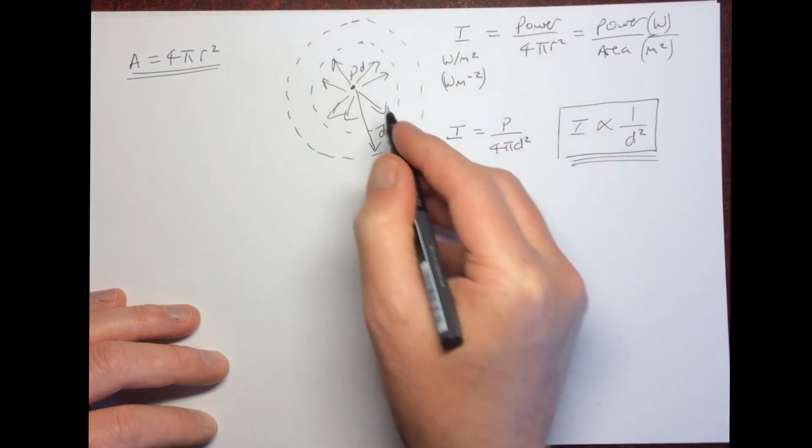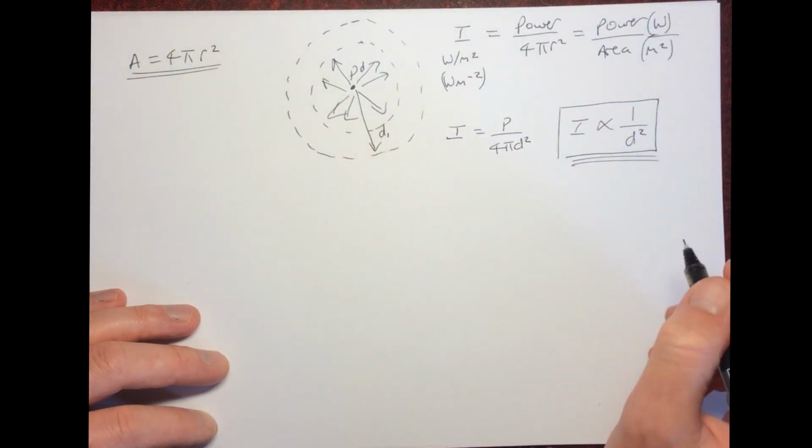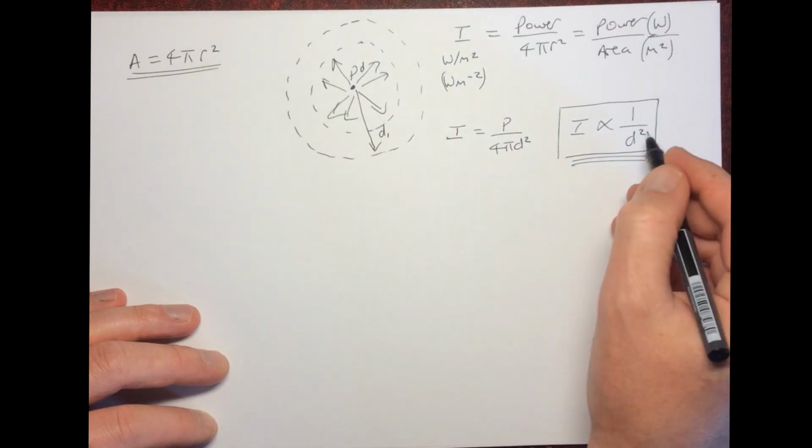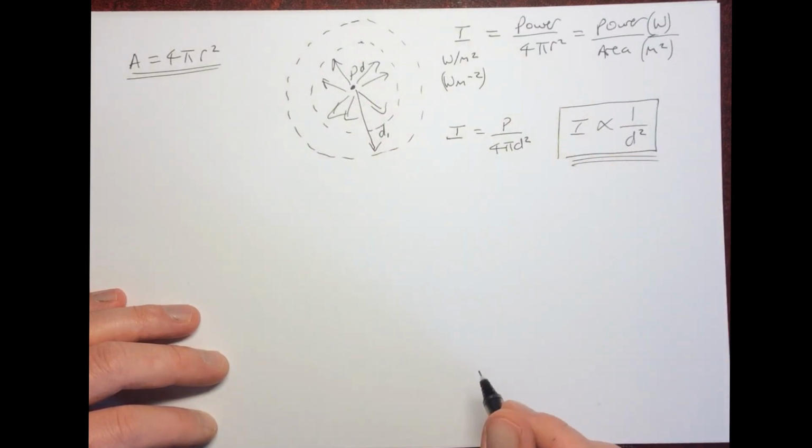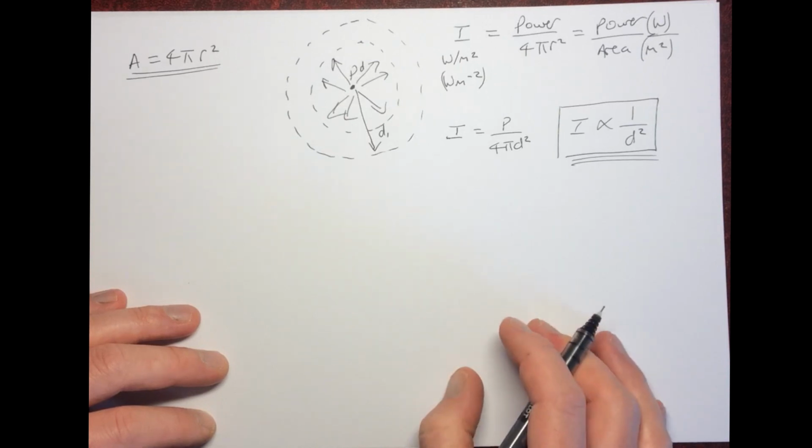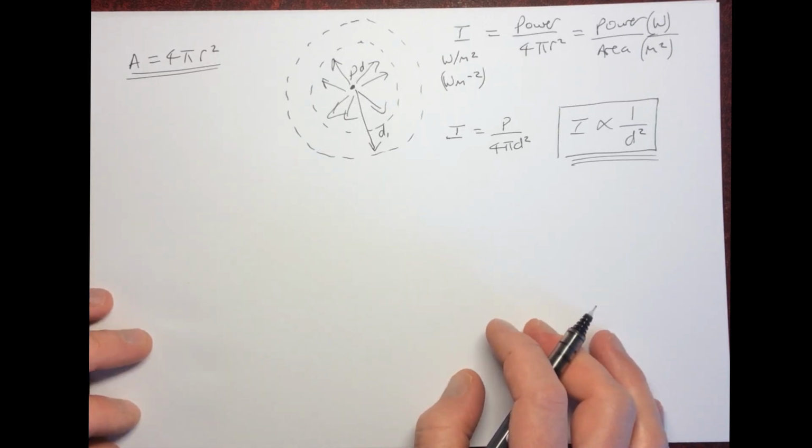As the distance from the source doubles, the intensity will reduce by a factor of 4, because it's an inverse square law. So as the distance from the source doubles, the intensity will reduce by a factor of 4. That's the first thing to say.